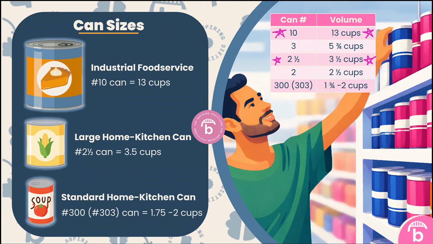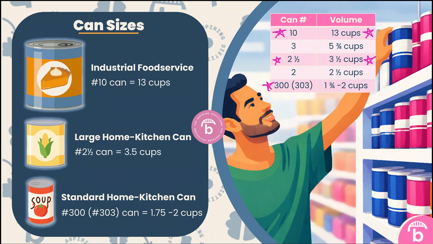These are your standard home kitchen cans. It's like when you go to the grocery store and you buy a can of beans or a can of asparagus. It tends to come in this small petite can. A can of soup comes in this size can as well. There are slight differences between the 300 versus the 303 can, but generally speaking, they hold the least amount of volume of food inside them.